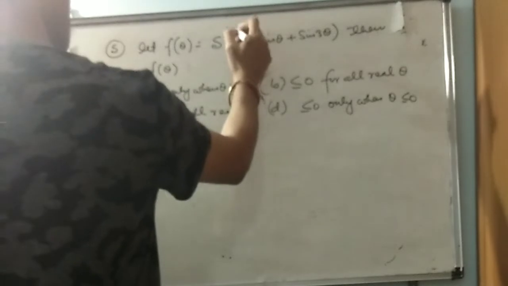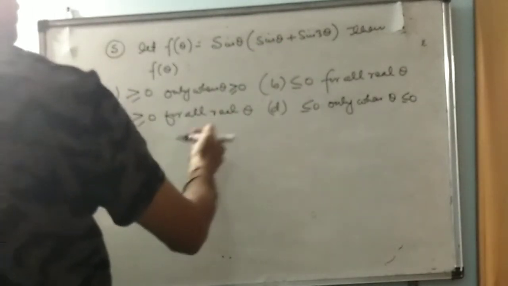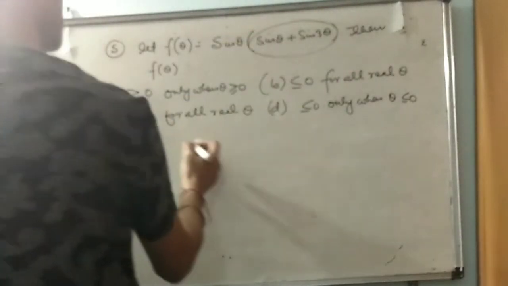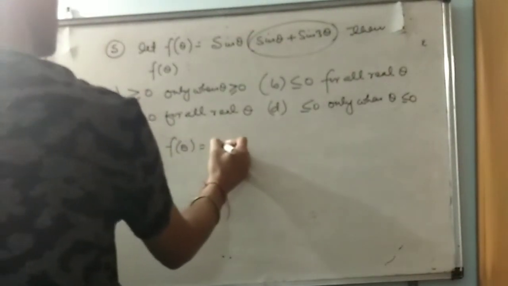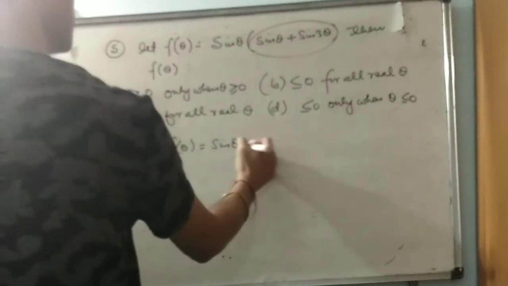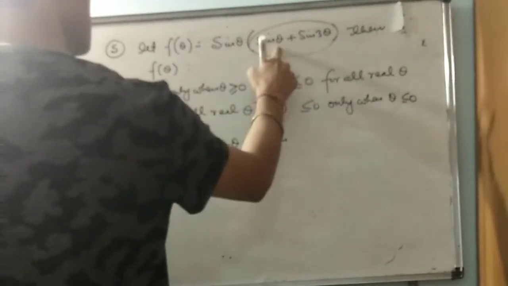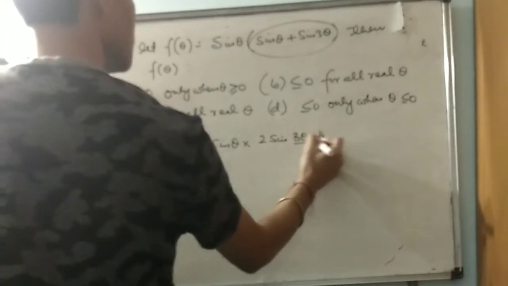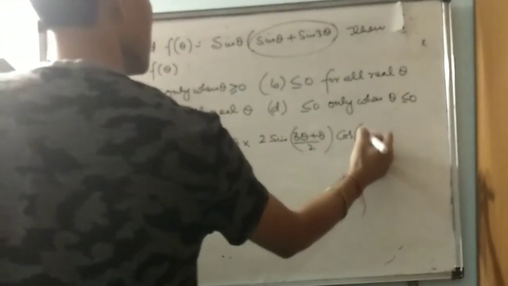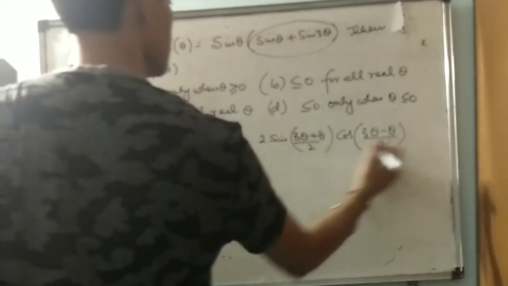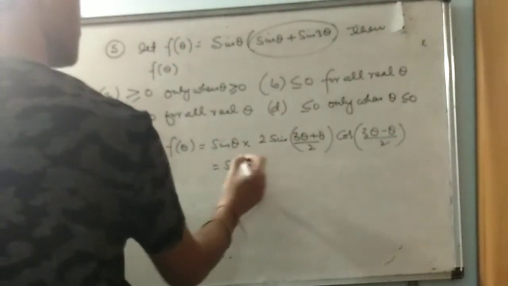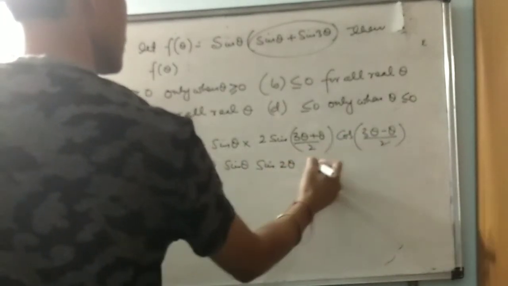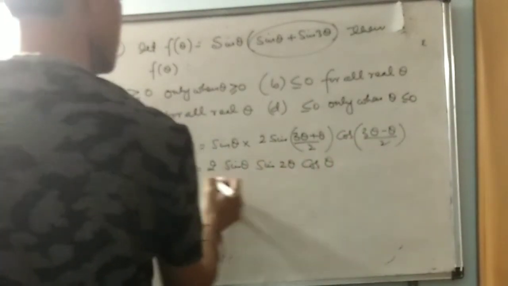This is a simple question, I would rather say, on trigonometry, in which we have to basically check which condition this one is satisfying. So starting with this particular part, let's simplify it, and using the transformation formula we will write down 2 sin of (3 theta plus theta) upon 2, cos of (3 theta minus theta) whole divided by 2, giving us sin 2 theta into cos theta.